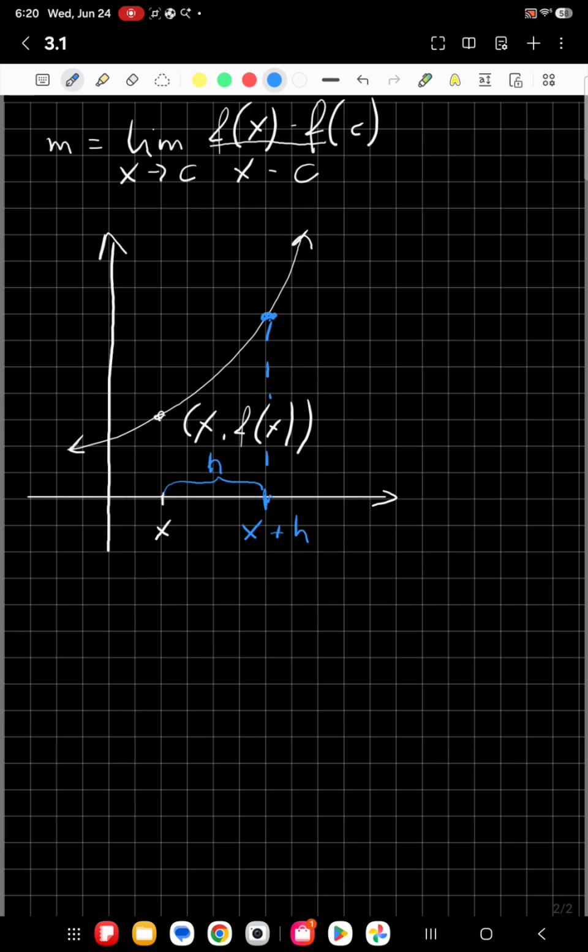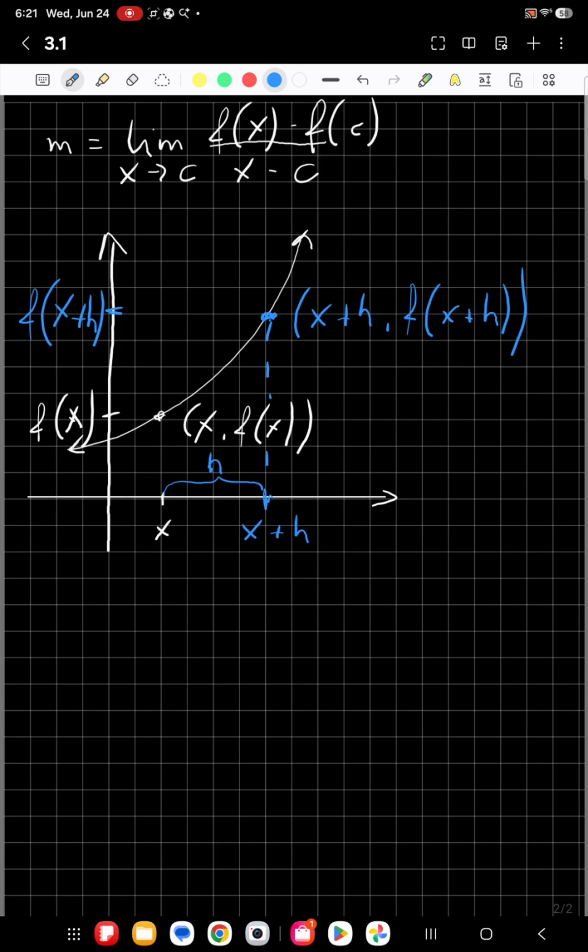Okay, now the y coordinate of that original point is obviously f of x. But now the y coordinate of the blue point is going to be f of x plus h. Okay, so we can write the coordinates of this point. So that's going to be x plus h is the x coordinate, and then f of x plus h.